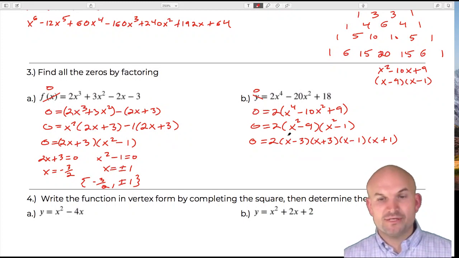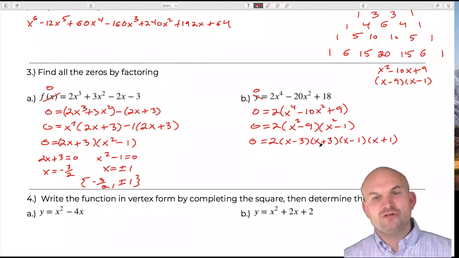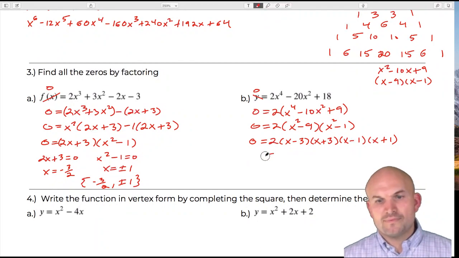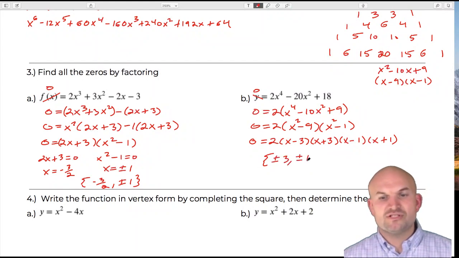The only zeros of this polynomial come in the form x minus c. And if you remember, that was our given factor. When it's in x minus c form, you can find your zeros. So even though I didn't ask for linear factorization here, you can see that the format is going to be plus or minus 3 and plus or minus 1.